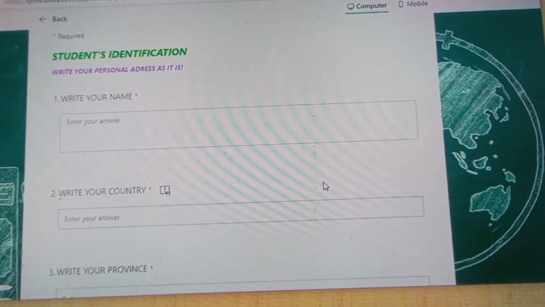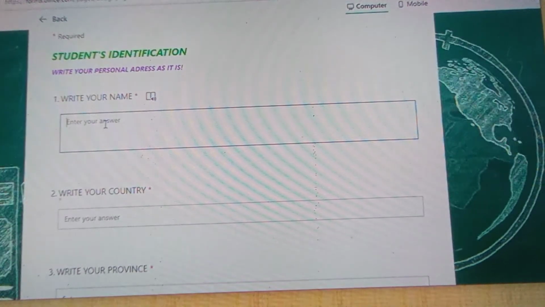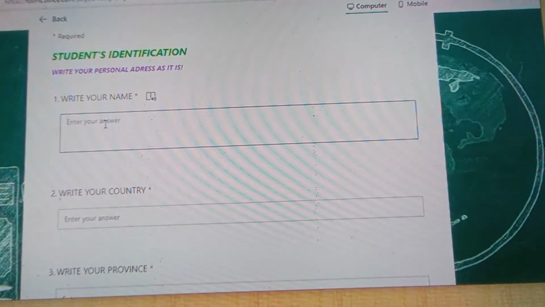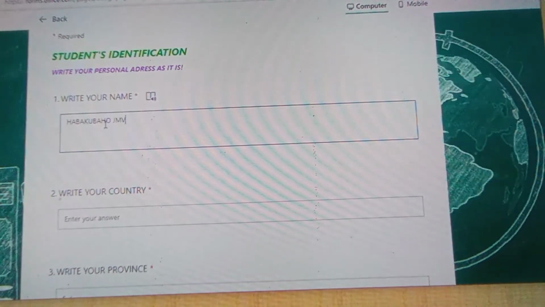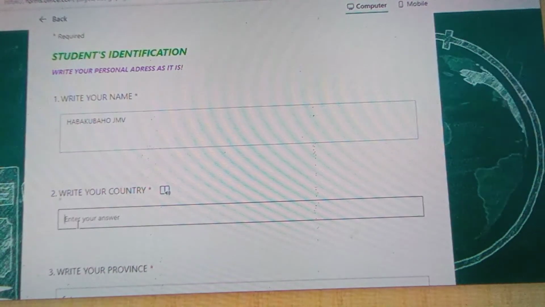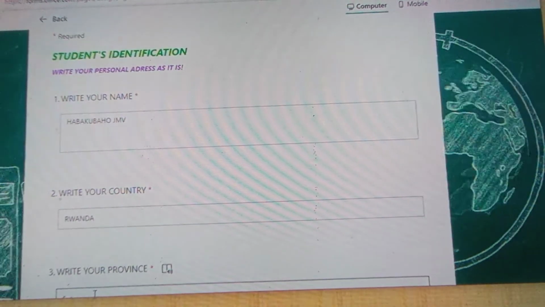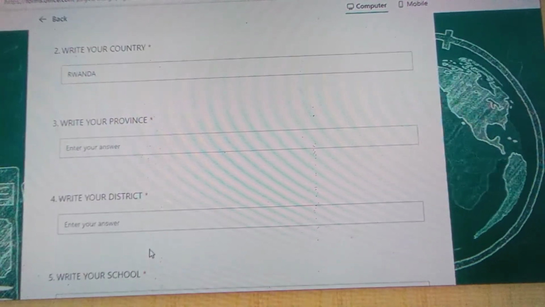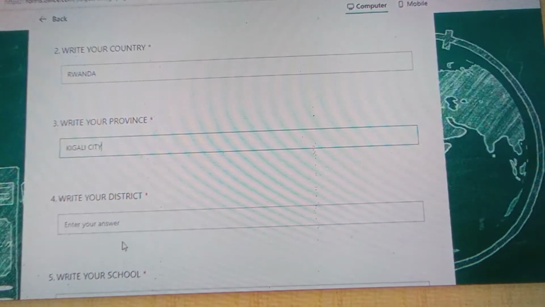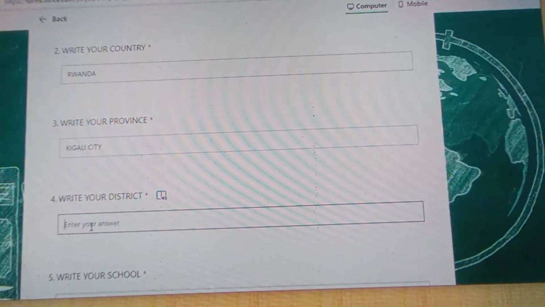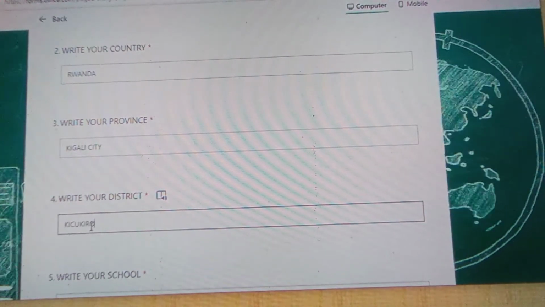you have to fill students' identification. Okay? Write your name. Let's say my name is Kubaho GMV. Okay? Write your country. My country is Rwanda. Okay? Write your province. My province is Kigali City. Write your district. My district is Kicukiro district. Okay.